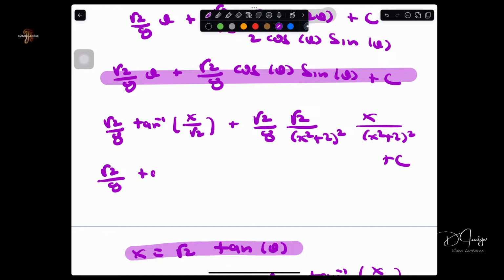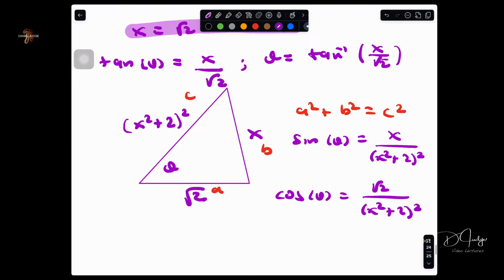Square root of 2 over 8 inverse tangent x over the square root of 2 plus, looks like that'll be 1/4 x over 4 times x squared plus 2 to the 4th plus c. Now I'm going to double check something here.